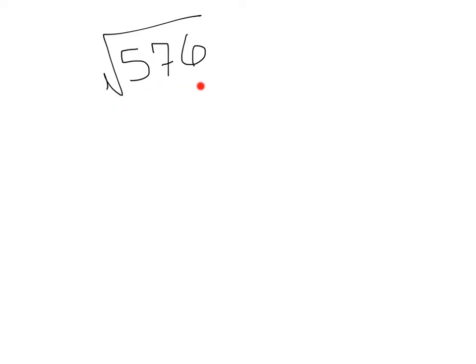If we have a really big square root, we can do the same thing. Here we have square root of 576. I don't know off the top of my head what two numbers multiply to give me 576. So go ahead and take your best guess. I'm going to start with 20. So if I do 20 times 20, that's going to give me an answer of 400.